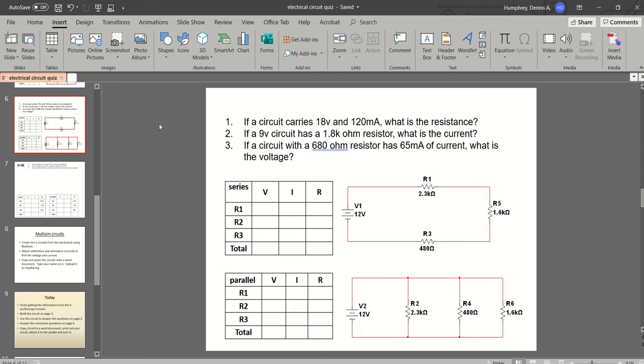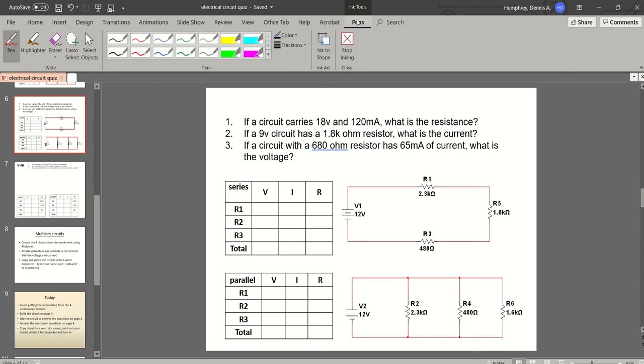All right, I'm going to try to go through here to show you how to find all of these, how to solve all this stuff that was in the quiz for series and parallel circuits. I'm going to do this a little differently here. I'm going to use this, I've got a drawing pad, so we're going to try this.